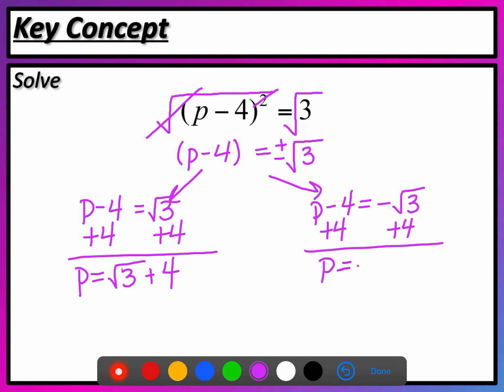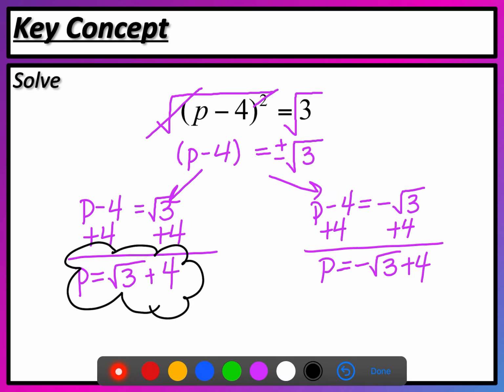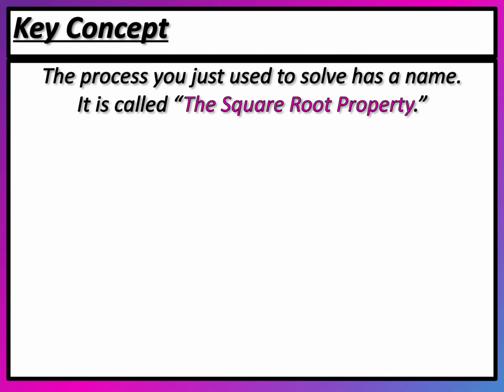And the same thing on the negative side. So negative square root of 3 plus 4. And those are our two answers. We leave them just like that, and that's perfectly fine.